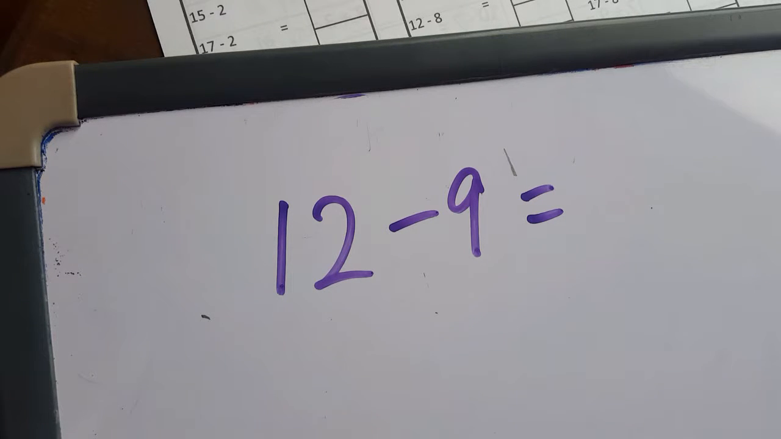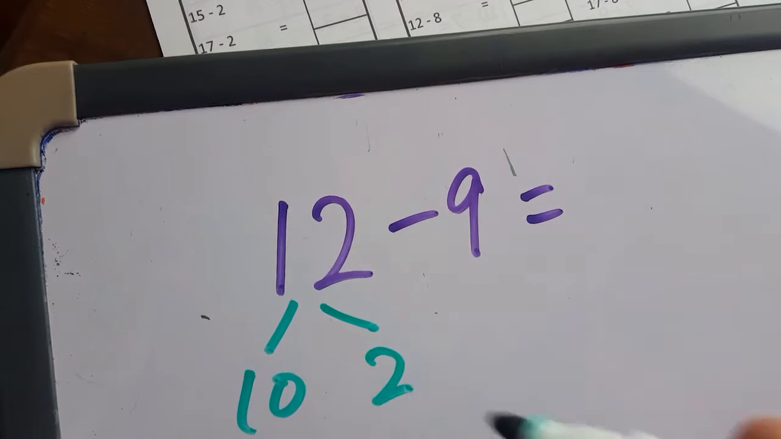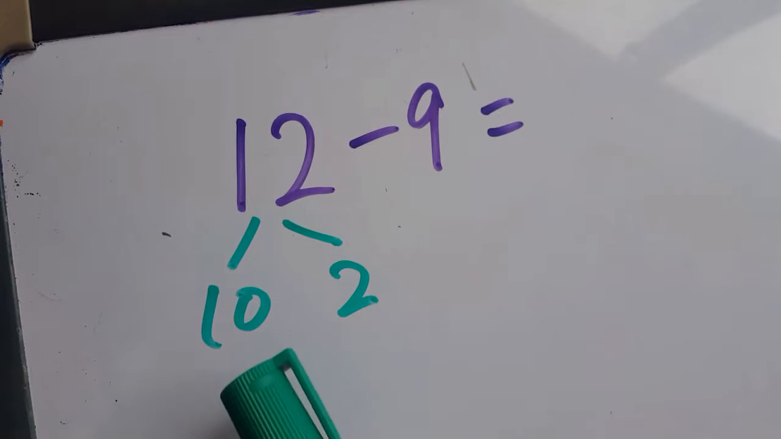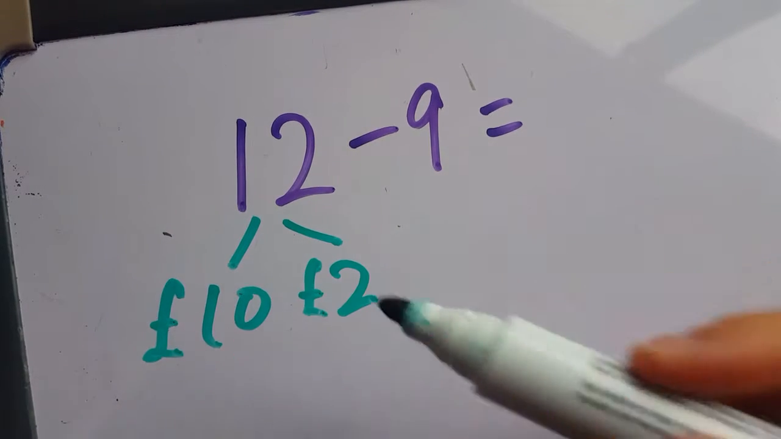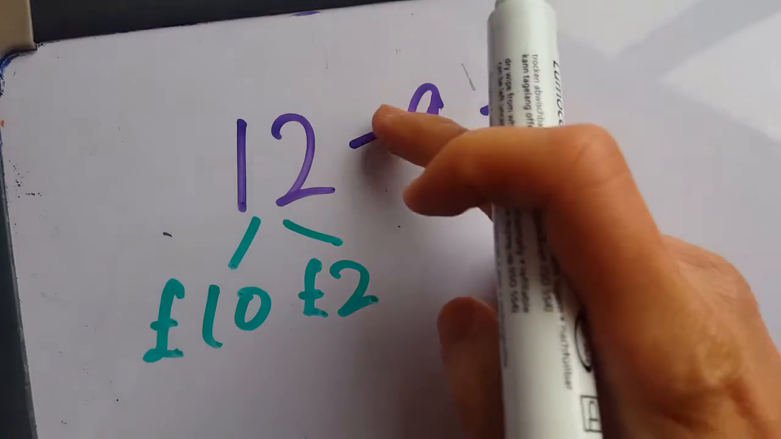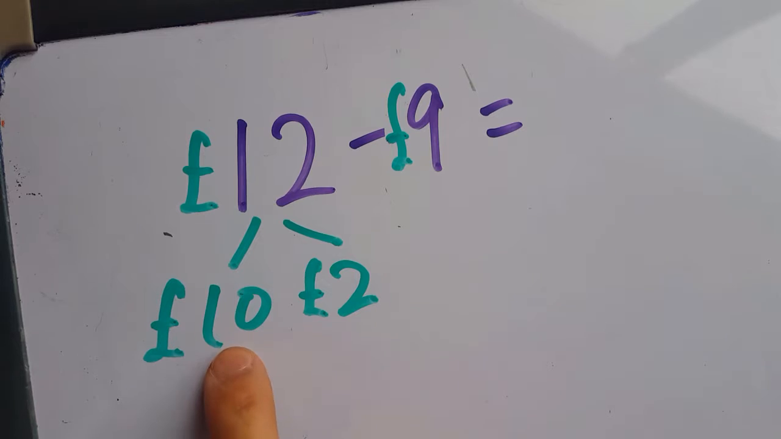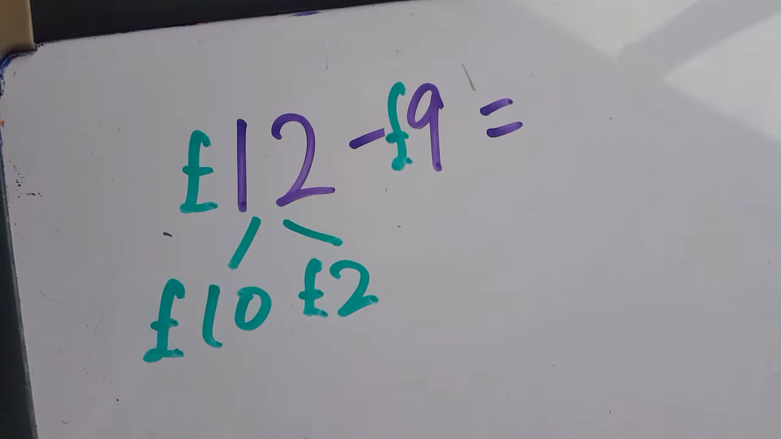The easier way will be, by now they should know 12 is made of 10 and 2. The analogy that we are going to give them again: you go to the shop with £12 in your pocket, made of a £10 note and two £1 coins, and you need to pay for something that costs £9. So which of your money is enough to pay for the £9? Do you actually need to take out the £2? No. So you use the £10.